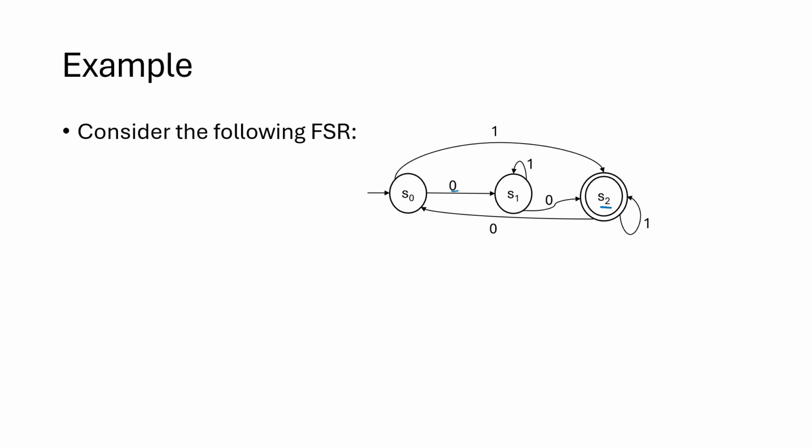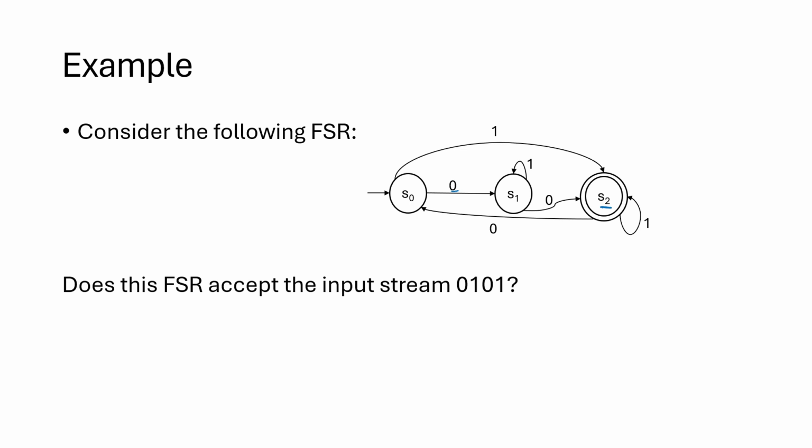Okay, and here's our first example. So the question is, if the input stream is 0, 1, 0, 1, does the machine accept this input or reject it? And it's very simple. We just need to read the input symbols one at a time from left to right and do the transitions and see where we end up. So we start from S0. The first symbol that we read is a 0. And with a 0, we transition to S1.